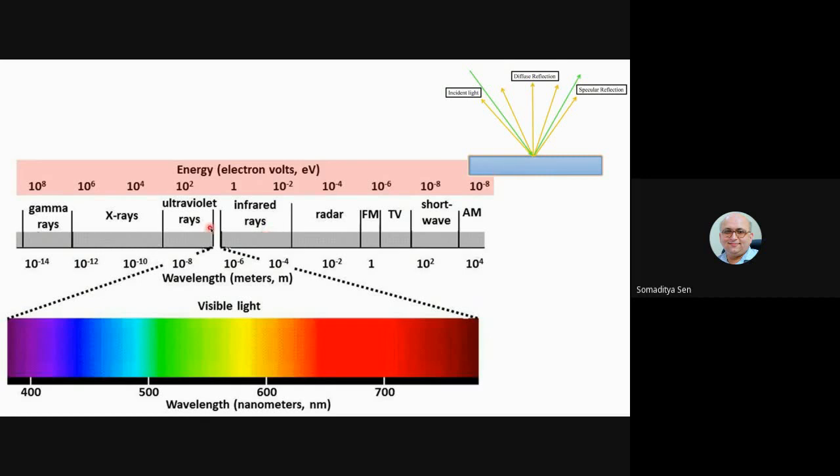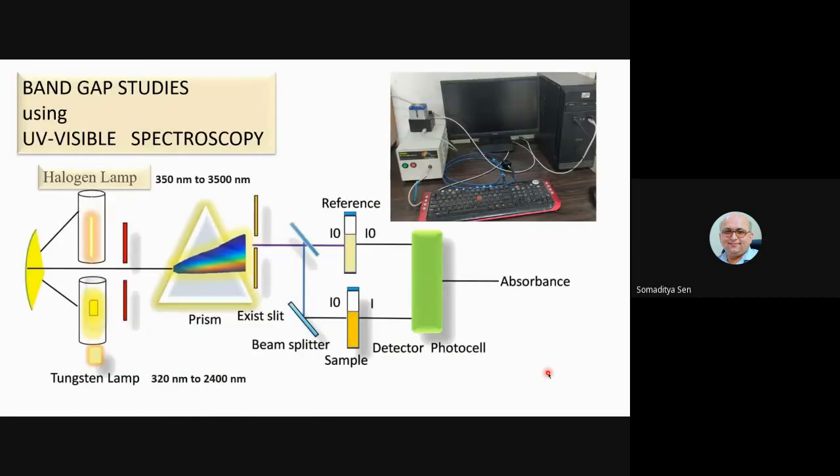UV-visible spectroscopy is actually limited to this area, a little bit of UV here and then the entire visible range. This is the experimental setup that we have. I already explained this, so I'm not going into it. In general, for liquid samples and other samples, we have a reference sample and a real sample, our sample, which we want to see. Then we calculate the ratio of these two.